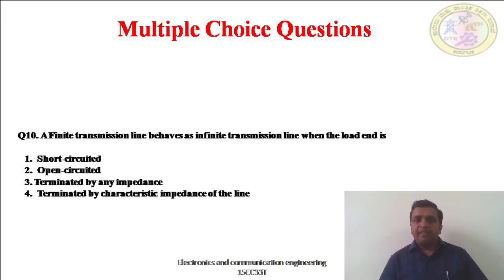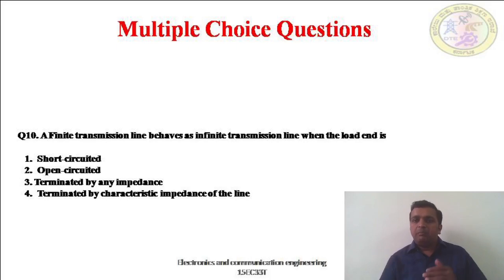Question number 10. A finite transmission line behaves as an infinite transmission line when the load end is option 1, short circuited, option 2, open circuited, option 3, terminated by any impedance, option 4, terminated by the characteristic impedance of the line. Understand the question? A finite transmission line means it has a fixed length. It behaves as an infinite line, that means there is no end at all. When does a finite length behave as an infinite line? The answer is option number 4, terminated by the characteristic impedance of the line.